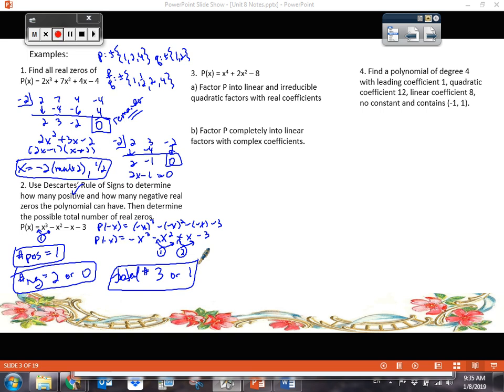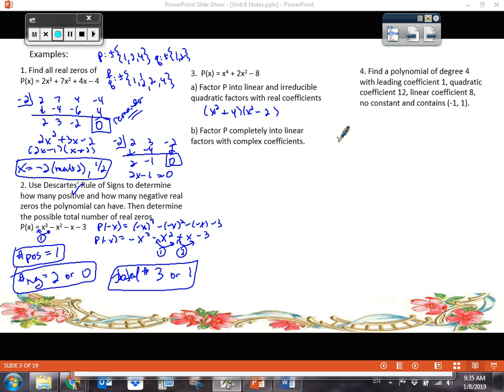So let's factor. This is in quadratic form. Okay, so the back sign is negative, so that means the signs have to be different. I need something that multiplies to get an 8 and adds to get a 2. So 4 and 2? 4 would be the positive one because I want this to be positive, 4 and 2. Okay, so let's stop and evaluate what we've got going on.